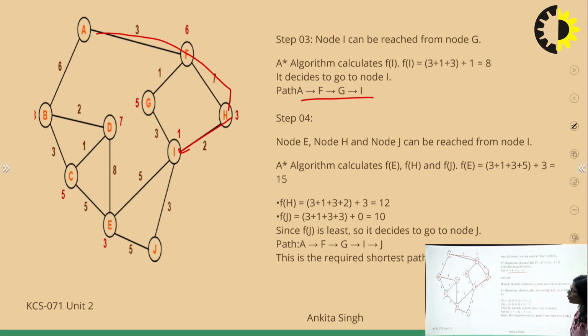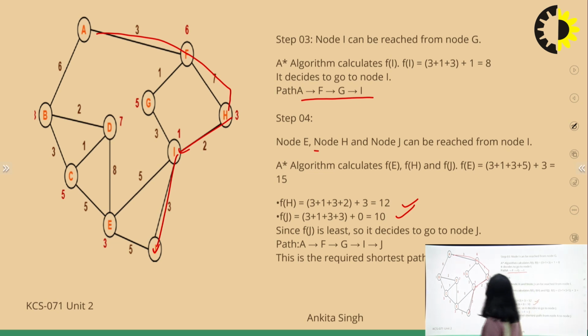Now from I, I could see there are three nodes, G, E and J. Now G we have already explored. So from I we have E, J and G. So f of E is 12 and f of J is 10. So f of J is the least, so we will be choosing J, this part.